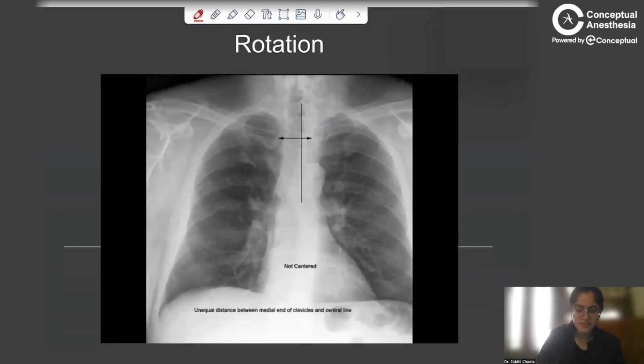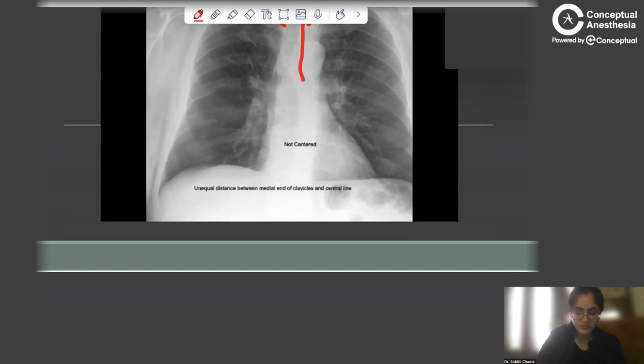So this is basically an X-ray in which it is not centered, right? You can see that the spinous processes are in the middle, while the distance from the clavicles, each end of the clavicle, is unequal, which tells us that the radiograph is not central, right? And so it gives us false interpretations, and we should always keep this in mind while you're observing any chest X-ray.